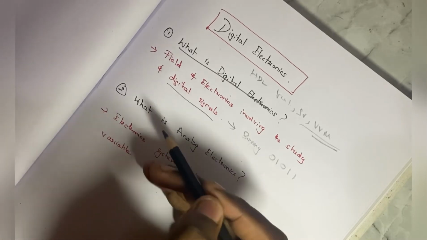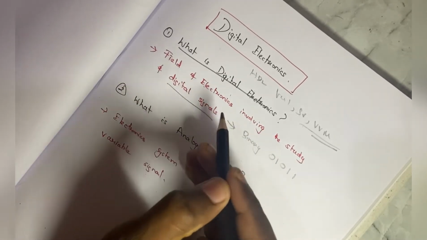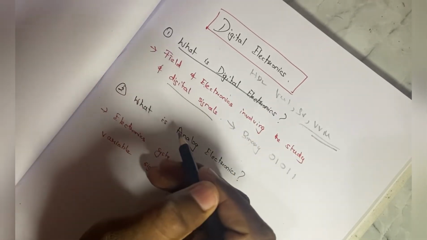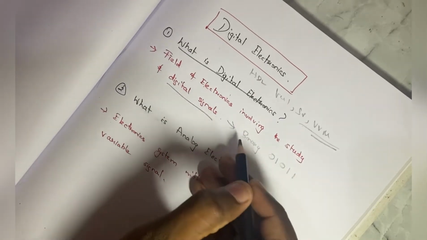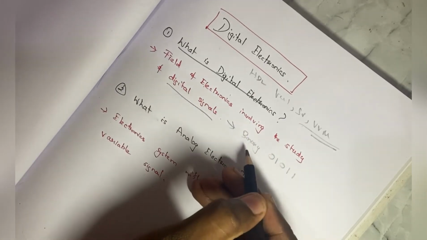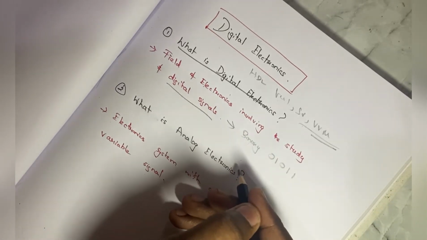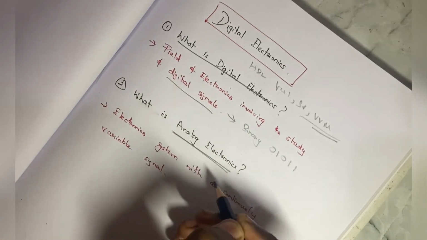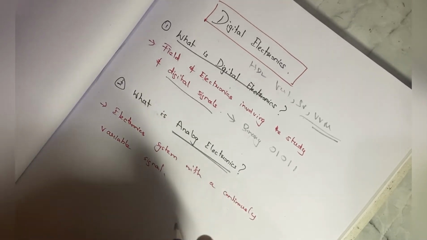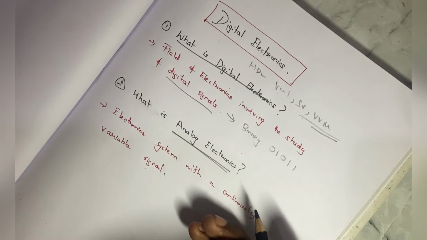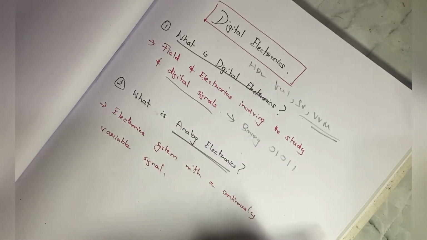So digital electronics is a field of electronics involving the study of signals and the engineering devices that produce or use them. This is actually in contrast to analog electronics or analog signals. So what is an analog signal? Then we will be coming to this question. Then a question strikes: analog signal and analog electronics are different, that we know. What is the particular difference in that?